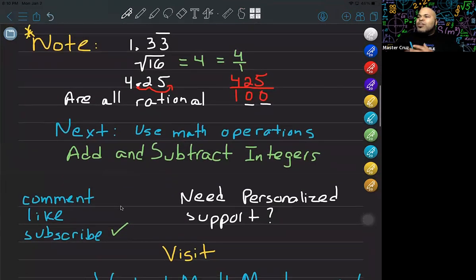In the next video, I'm going to show you how to use the math operations to add and subtract positive and negative numbers, or integers.